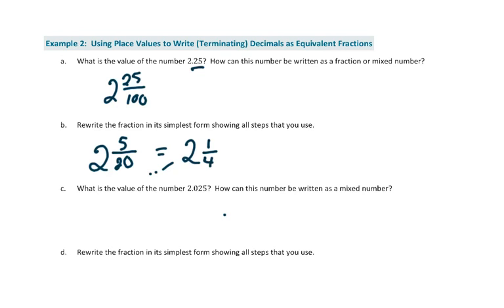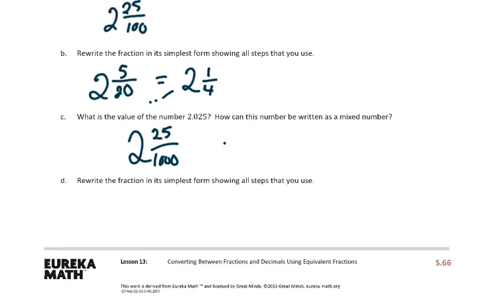What is the value of the number 2 and 25 thousandths? How can this be written as a mixed number? Same as the other one, 2 and 25 over 1,000. So looking at 25 and 1,000, 25 would go into both of them, and so we would have 2 and 1/40th as our solution to that problem.